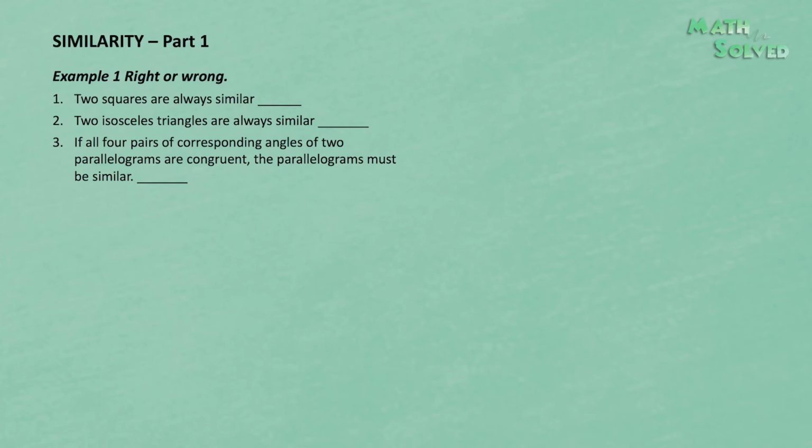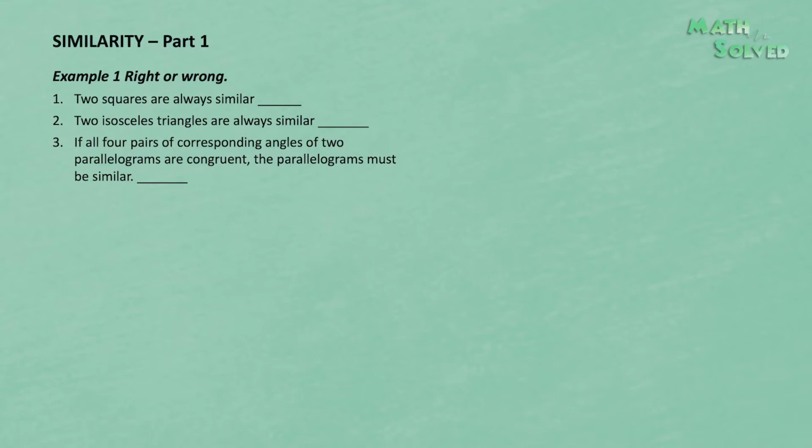In the last video, we introduced the two conditions for any two figures to be similar. One of them is that the corresponding angles must be congruent, and the second one is that the corresponding sides are proportional. In this video, we are going to look at three examples. In the first example, we are going to tell if the statement is right or wrong.